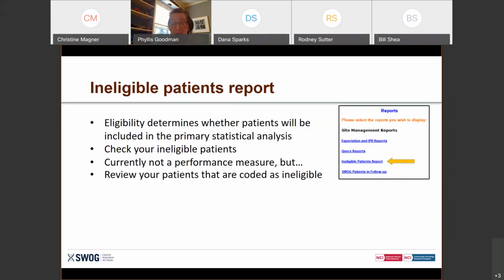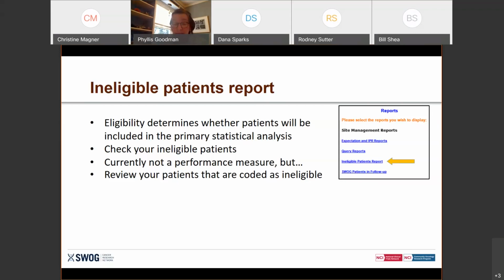Patient eligibility is important as it determines whether or not the patient will be included in the primary statistical analysis or other secondary analyses. Once again, currently ineligibility rates are not part of site performance, but could be in the future. It's really important to check your list of ineligible patients in case there was an error in these data that made your patient ineligible when in fact they weren't. These are the codes that are used to indicate different levels of eligibility.